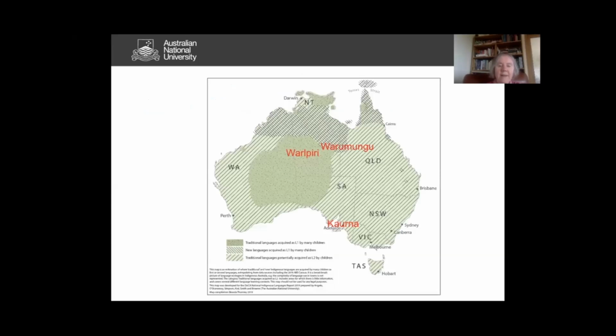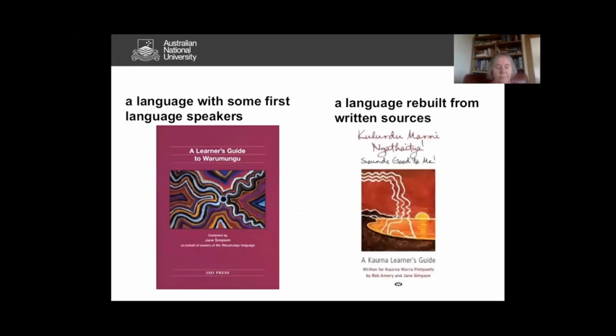In Australia, I've had the good fortune to work with speakers of languages that are still spoken, such as in Central Australia, Warlpiri and Warramungal. But I've also worked with learners of heritage languages, so languages that are only known from written records, such as Kaurna, the language of the Adelaide Plains. This includes writing guides to these languages.